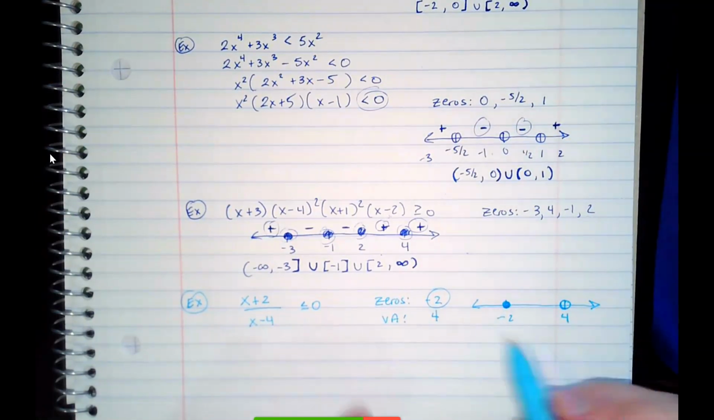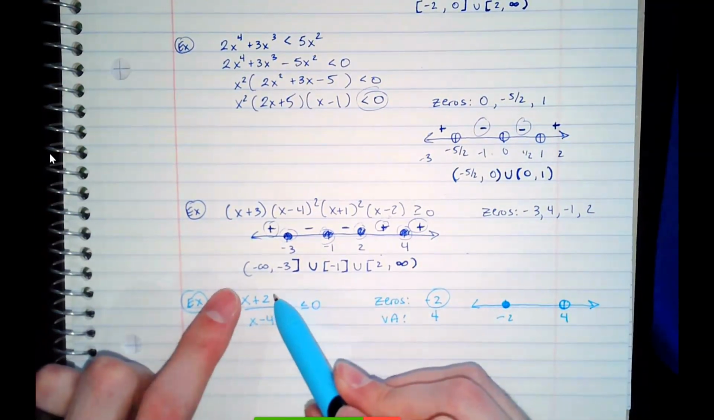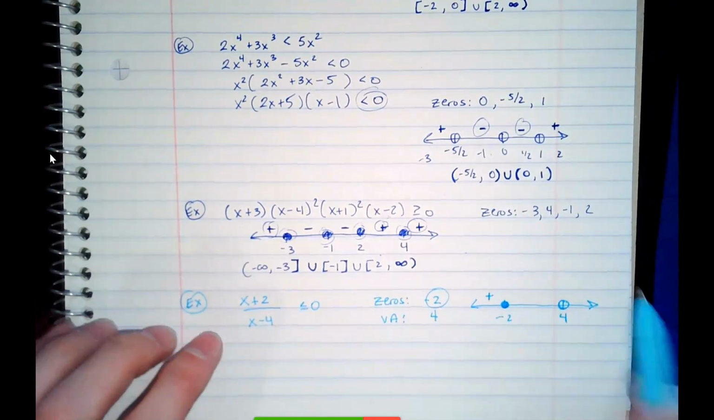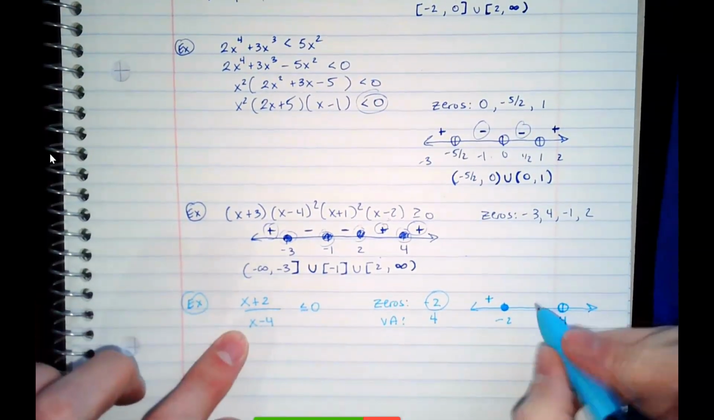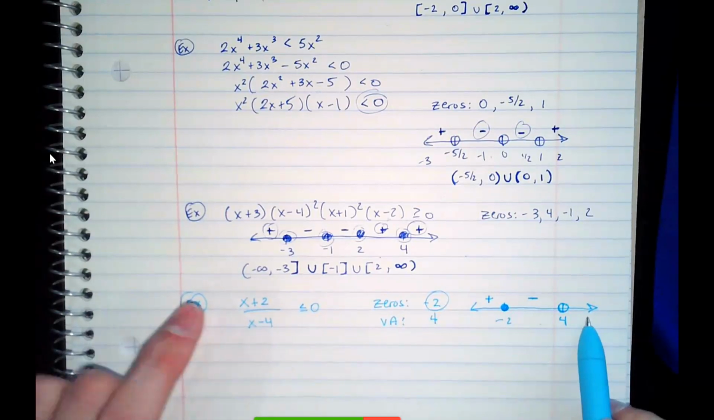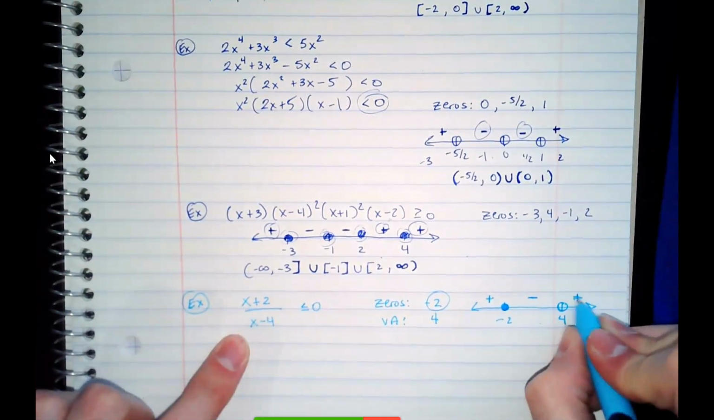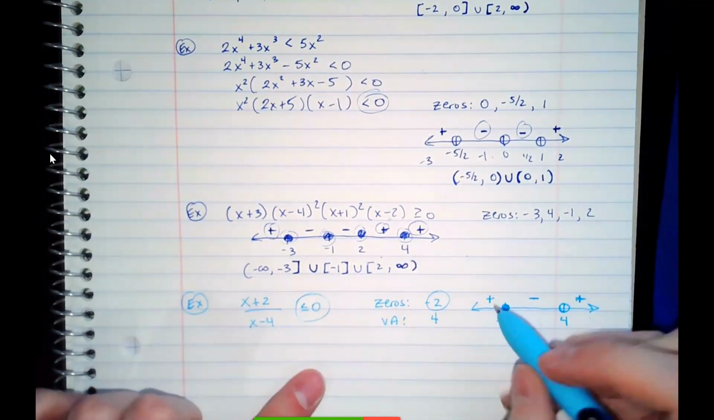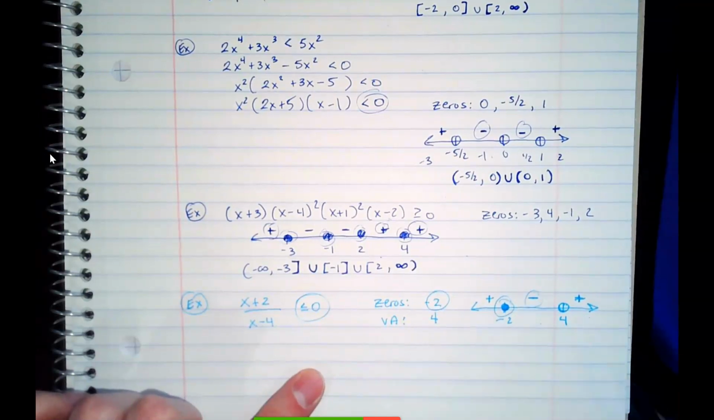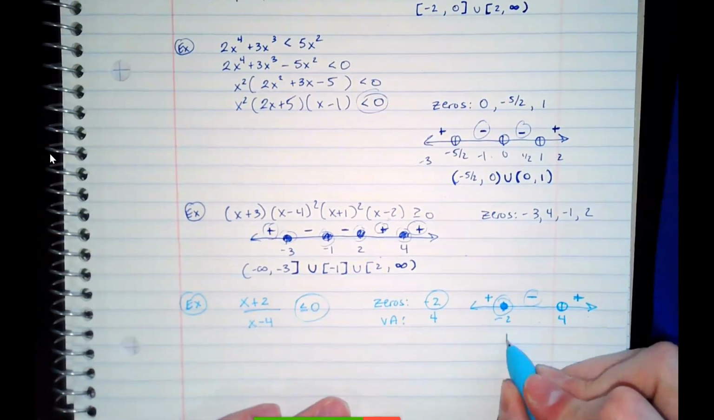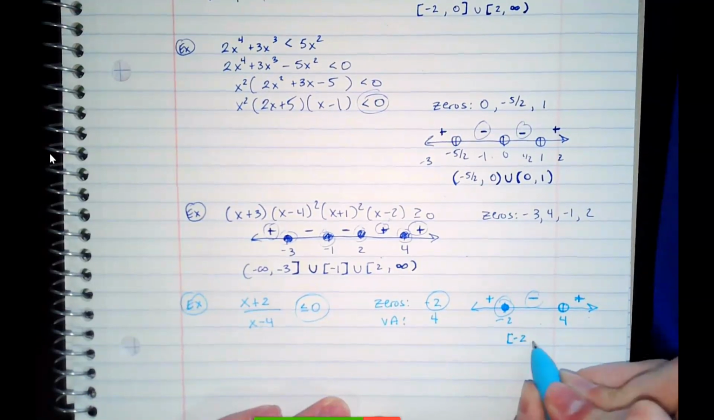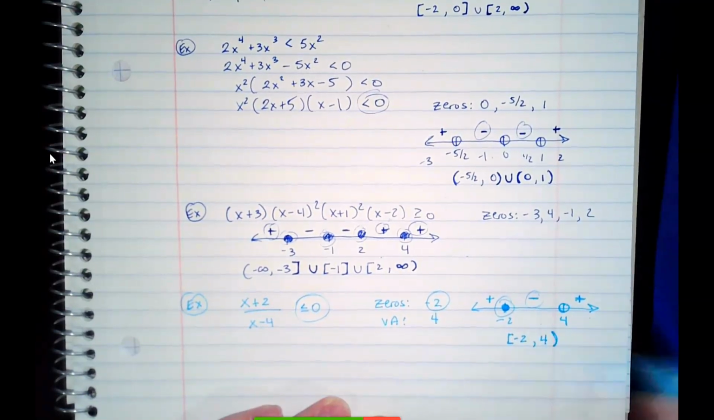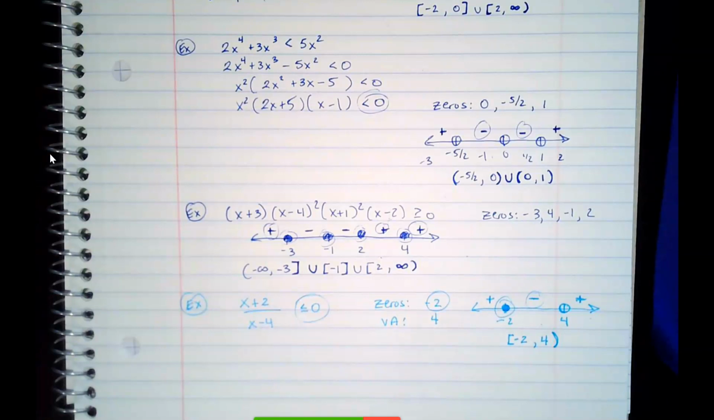And then we test our intervals. Test -3. Negative divided by a negative is positive. Test 0. Positive divided by a negative is negative. Test 5. Positive divided by a positive is positive. We want less than or equal to 0, so we get that point and we get this negative. So our answer is bracket -2 to 4 parentheses because we do not include 4.